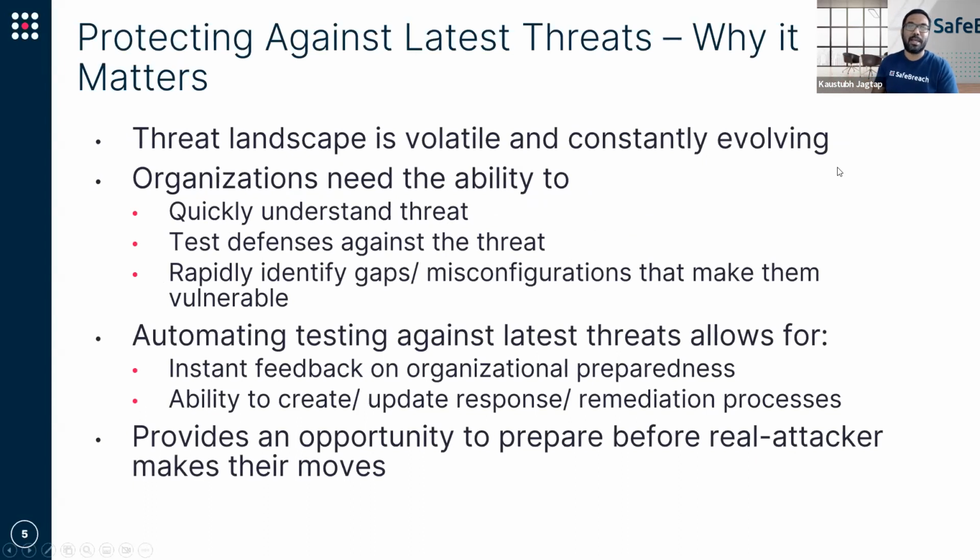So why does it really matter protecting your organization against the latest threats? Obviously everybody knows and everybody talks about it. The threat landscape is volatile and constantly evolving. But what does that really mean? It means that threat actors can change one small thing in their attack, and it could turn into a completely different attack. And that could easily bypass everything you have against that attacker, and the threat can easily bypass the controls and get access to your crown jewels.